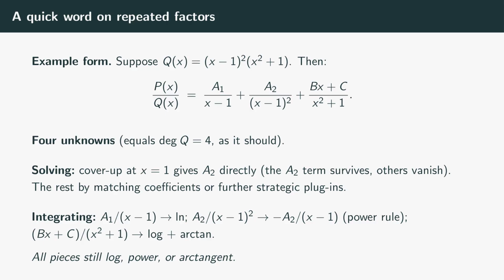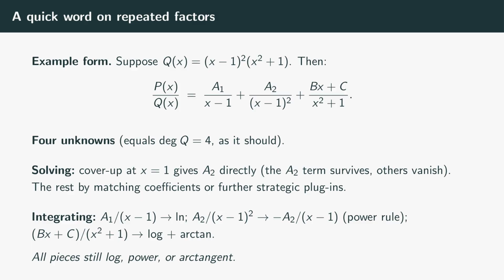A quick word on repeated factors, since the examples above didn't have any. Suppose your denominator is the quantity x minus 1 squared times the quantity x squared plus 1. Then the decomposition has 4 terms, a1 over the quantity x minus 1, plus a2 over the quantity x minus 1 squared, plus the quantity bx plus c over the quantity x squared plus 1. 4 unknowns total, and that matches the degree of q, which is 4. The number of unknowns equals degree of q check is a useful sanity test. If it's off, you've miscounted something in step 3.